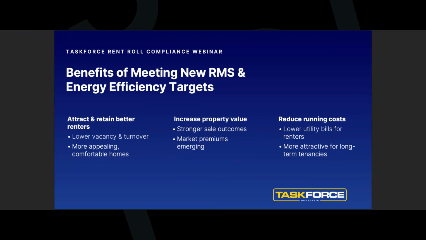So we know and we definitely see that properties that meet these energy efficient targets have lower vacancy and less turnover, and they're more appealing to renters. Renters are looking for these items. So the air conditioners, for instance, especially when you're leasing a property in summer, you'll see it. You have renters coming through and saying, "Oh, has it got air conditioning?" At the open for inspection. It's something that people really, really want. So the renters are looking for it. So you can attract and retain better renters.